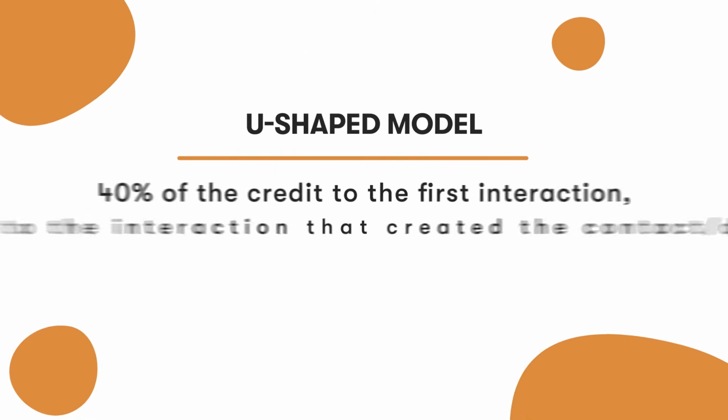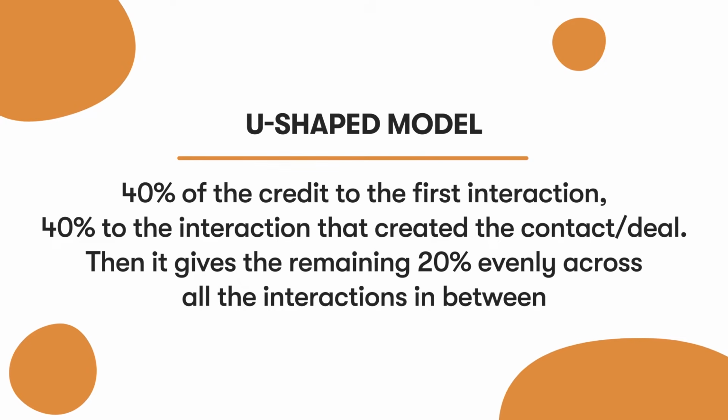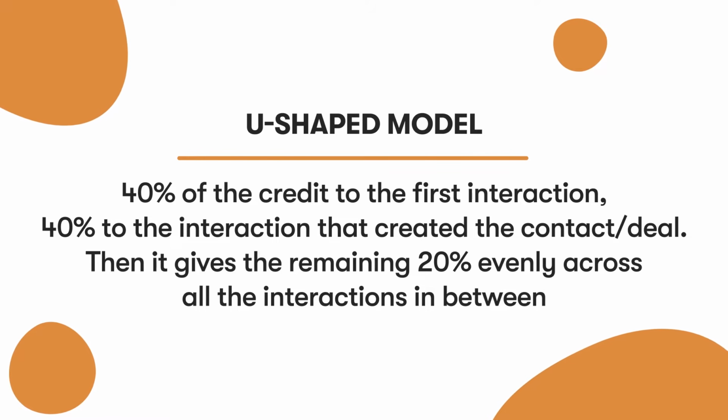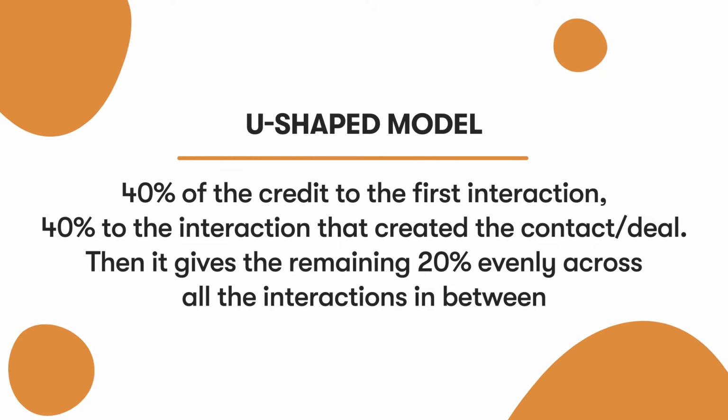After that, there's U-shaped. And most of these are letters. I actually don't know why, but U-shaped, if you think of a U, 40% of the credit goes to the first interaction, 40% goes to the last interaction, and then the remaining 20% is split through the middle. So rather than prioritizing first or last, it's even there. But you're getting those two key milestone events of the first and last being higher priority than everything else that happens in between.